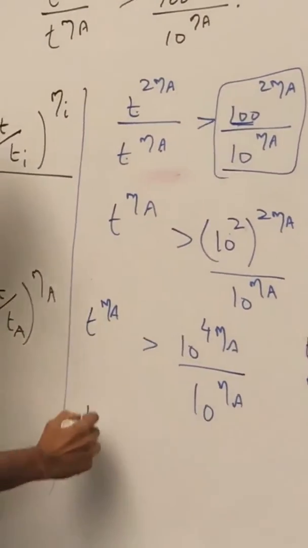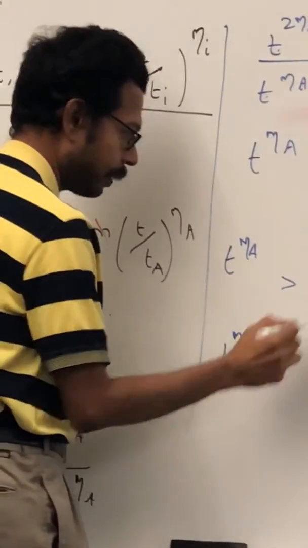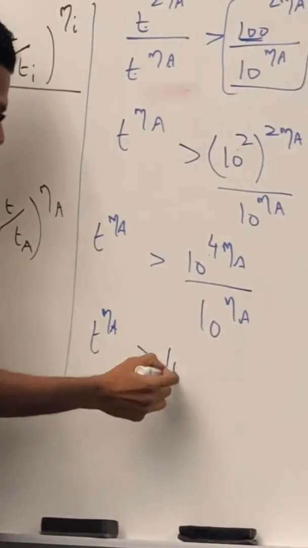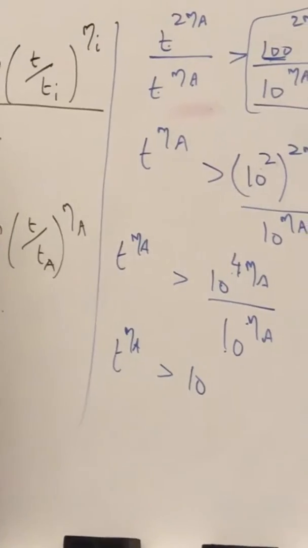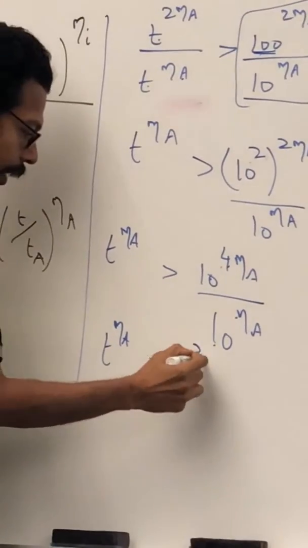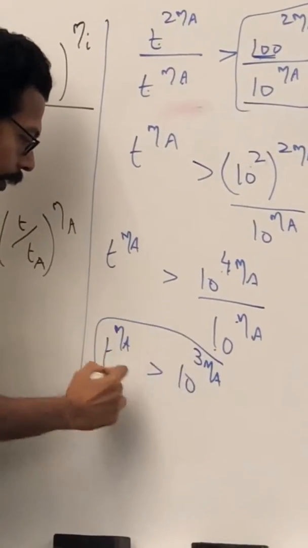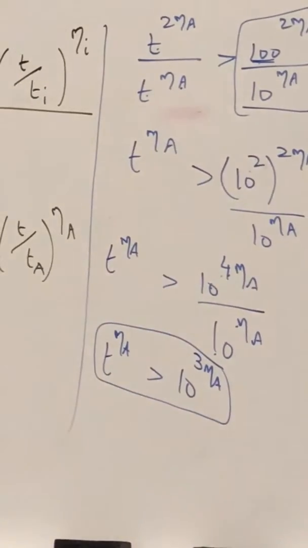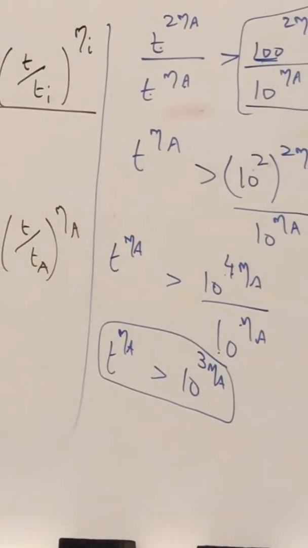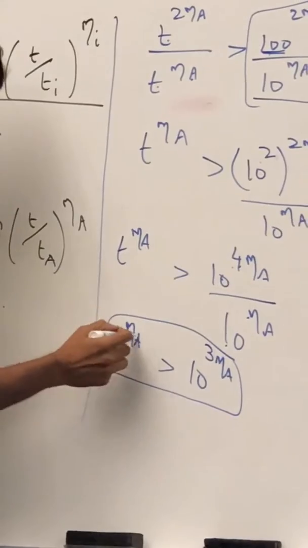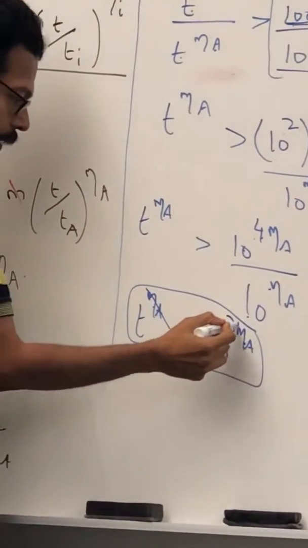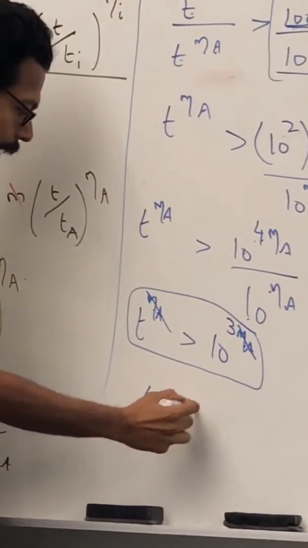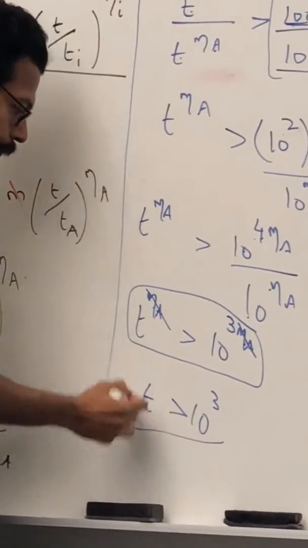Which means T raised to eta A is 10 raised to 4 eta A divided by 10 raised to eta A, so that is 10 raised to 3 eta A. Now eta A is on both sides, so we can cancel out eta A. So T has to be greater than 10 cubed.